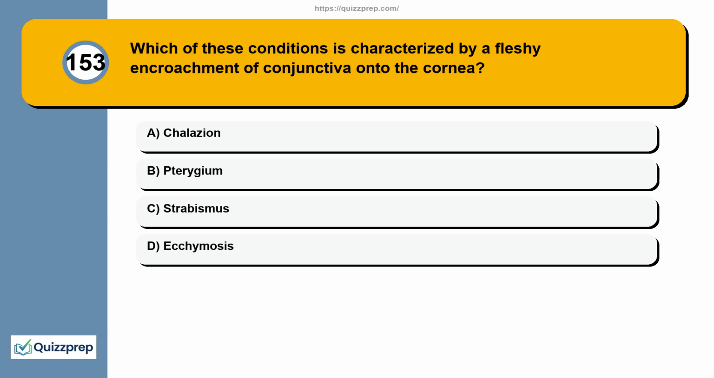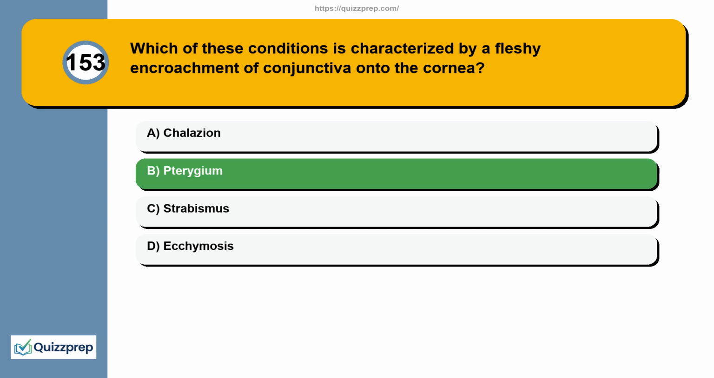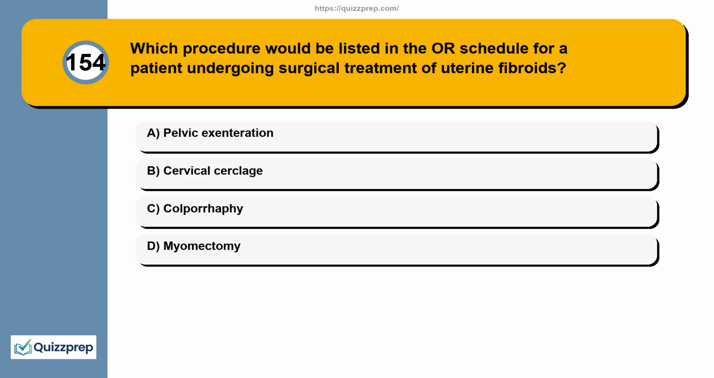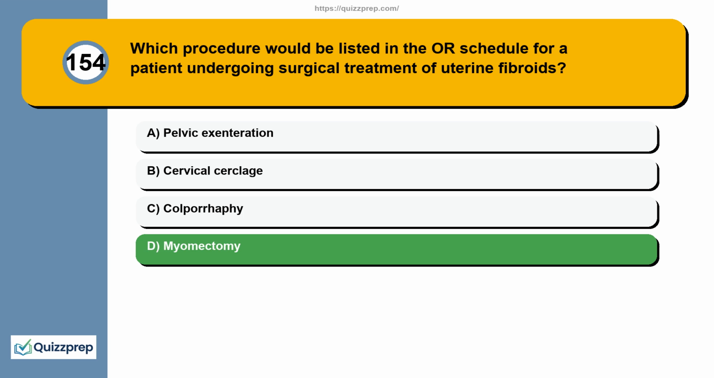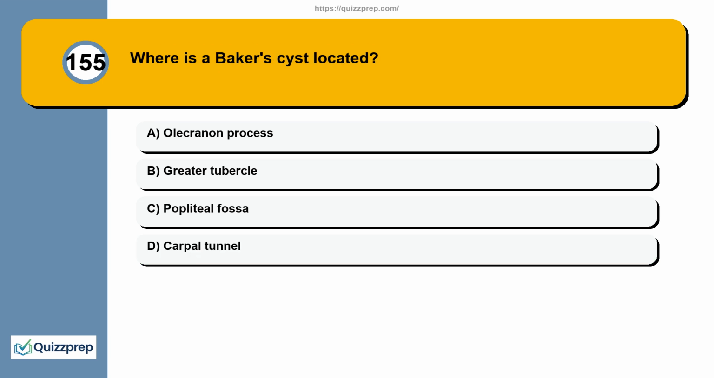Question 153. Which of these conditions is characterized by a fleshy encroachment of conjunctiva onto the cornea? Option A, chalazion, option B, pterygium, option C, strabismus, option D, ecchymosis. The correct answer is option B, pterygium. Question 154. Which procedure would be listed in your schedule for a patient undergoing surgical treatment of uterine fibroids? Option A, pelvic exenteration, option B, cervical cerclage, option C, colporrhaphy, option D, myomectomy. The correct answer is option D, myomectomy. Question 155.